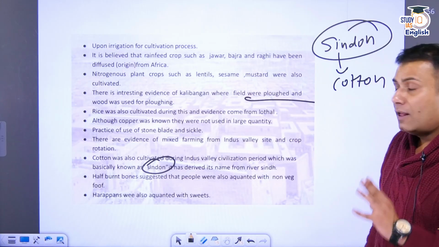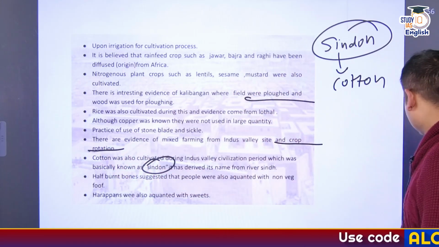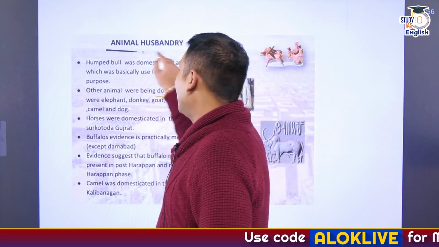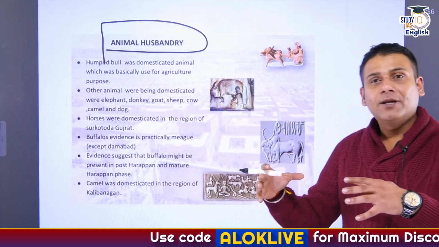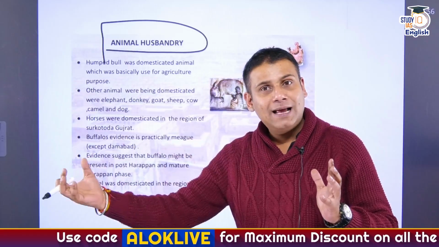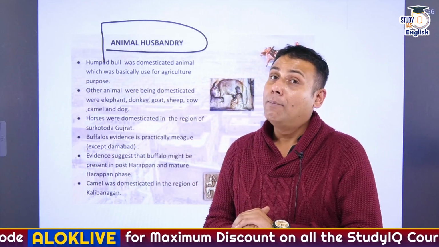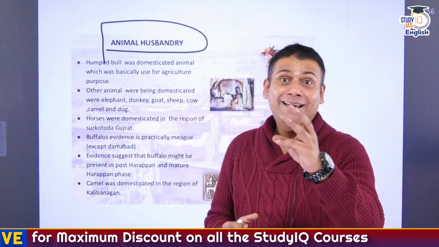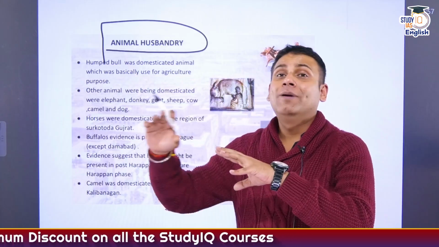Apart from this, if the people practiced crop rotation, as we have discussed, and practiced agriculture, they might have practiced animal husbandry as well. Correct? So they practiced mixed farming, that is farming plus animal husbandry. The animals majorly domesticated were bull, cow, goat, sheep, and camel.